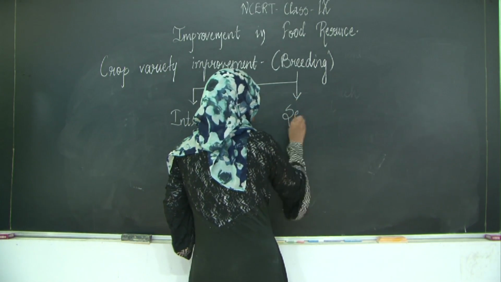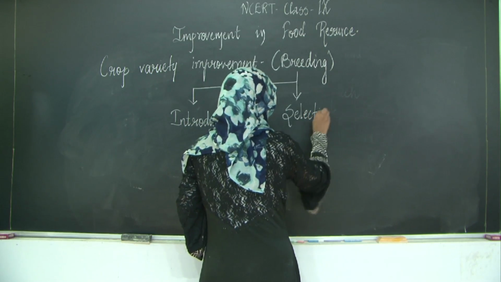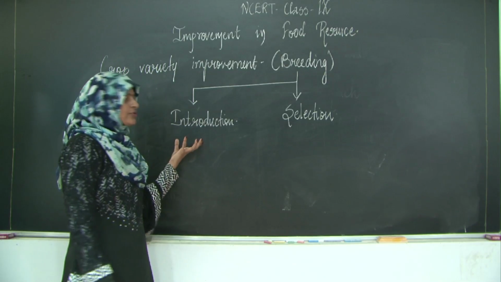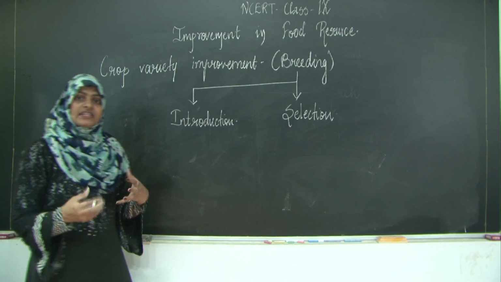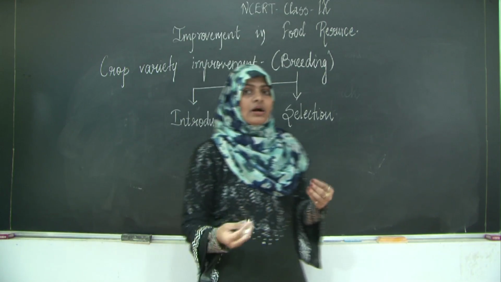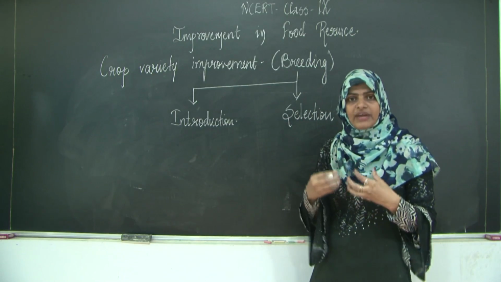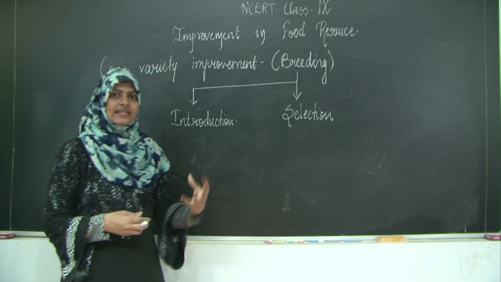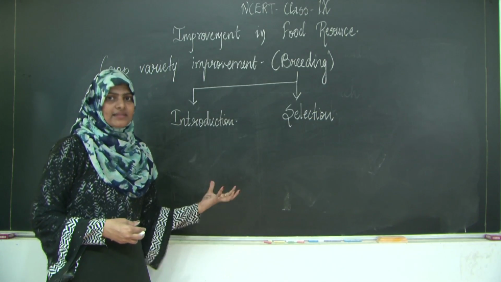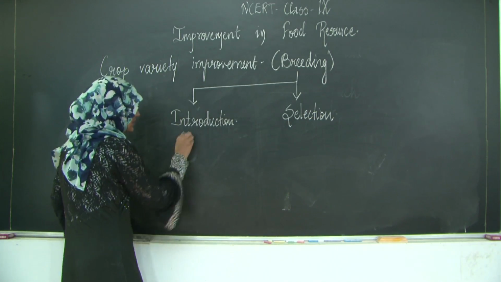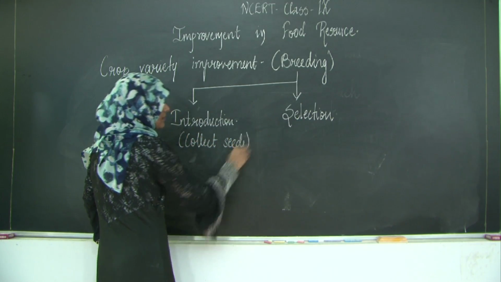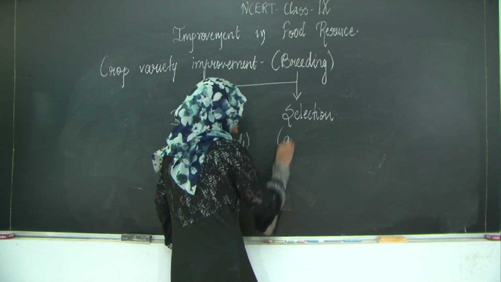Then comes selection. In this step, I select the seed. After introduction, it may happen that there are different seeds which I do not want. I don't want to breed a few characteristics. So I'll grow all the seeds, see their characteristics and then select them. So in introduction you collect the seeds, and here you grow and select them.